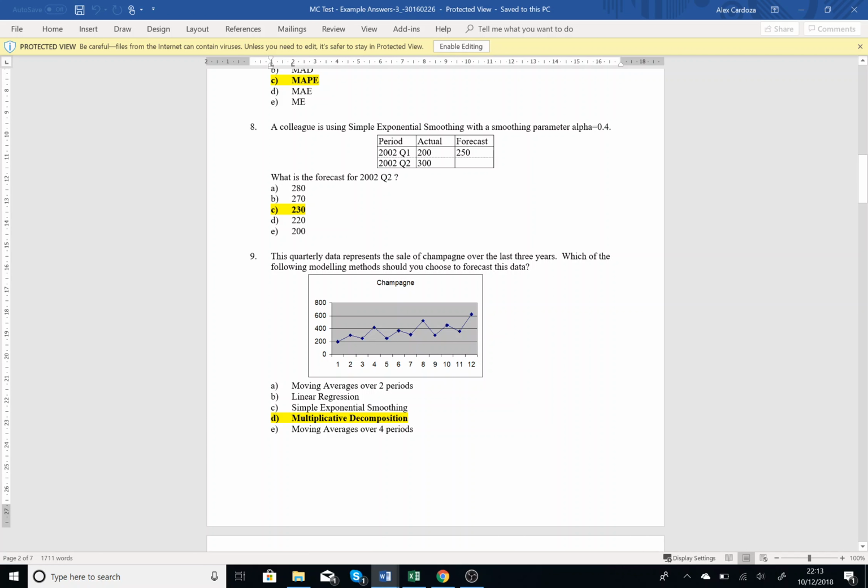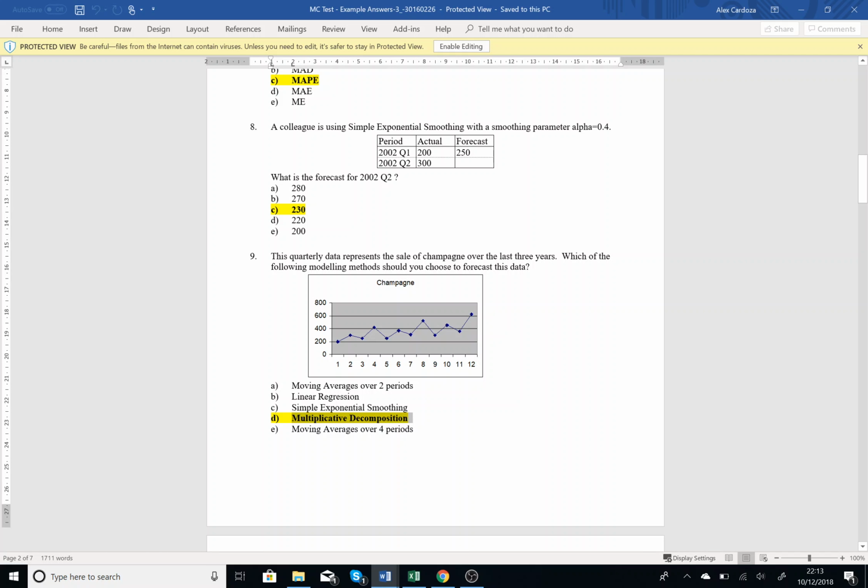And here it says this quarterly data represents the sale of champagne over the last 3 years. Which of the following modeling methods would you choose to forecast this data? So here you can see, linear regression looks at linear relationships, which would be okay, but the key thing, moving averages over 2 periods is no, simple exponential smoothing is no, the multiplicative decomposition is used here. Do you want to know why? It's because that's to deal with seasonal trends.